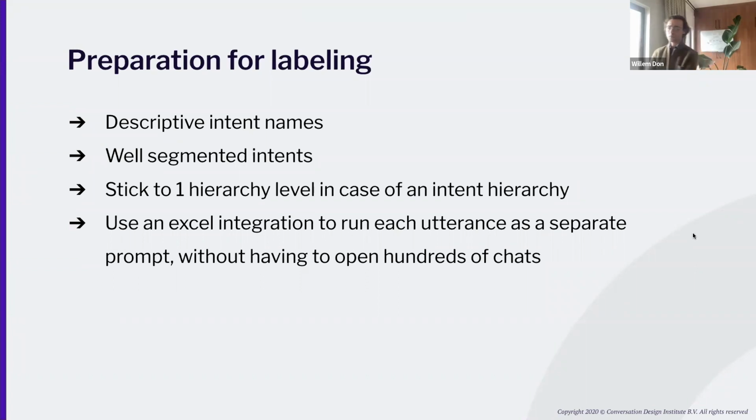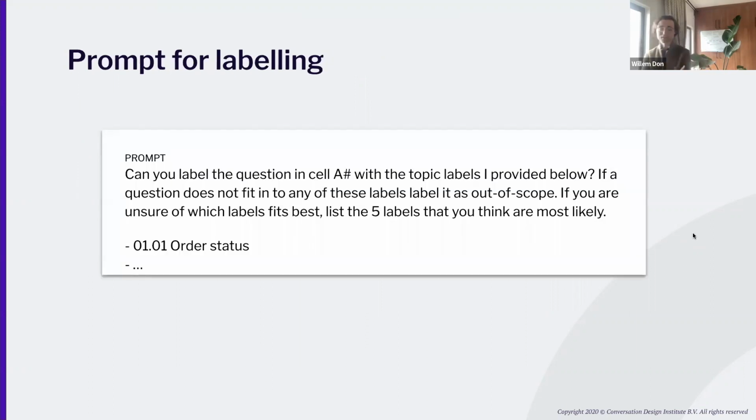Finally, the fourth one, in our case, we used an Excel integration, so that we could run these prompts within an Excel sheet. And we could basically say, the question in cell A, can you label one of the following intents to it? And then you could run down the list, because we initially just used a standard ChatGPT interface, but it didn't properly work.